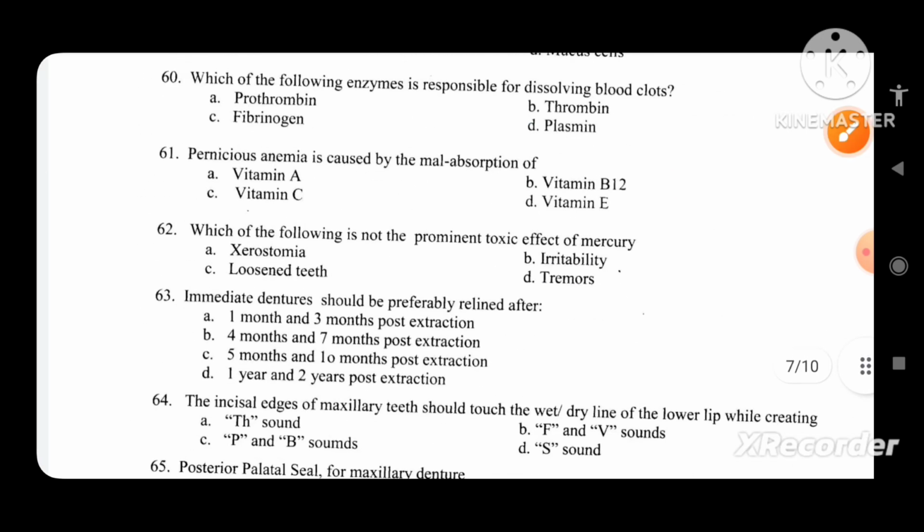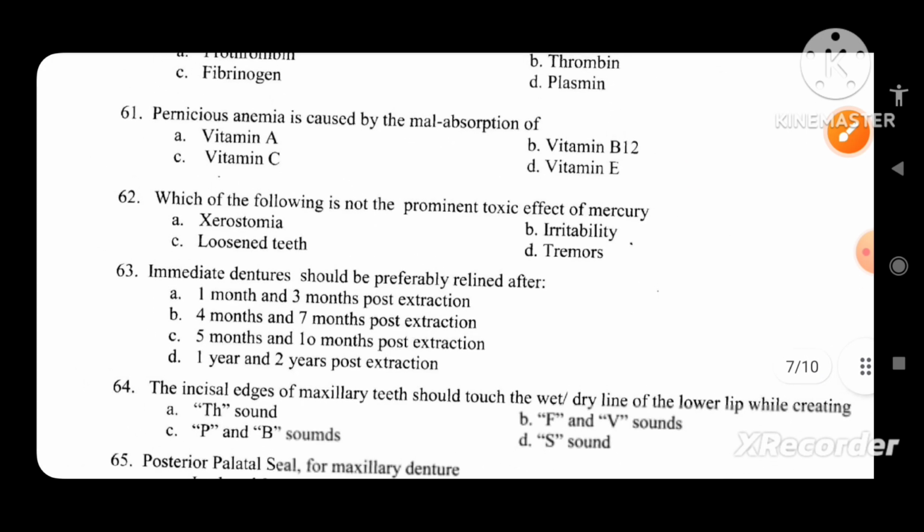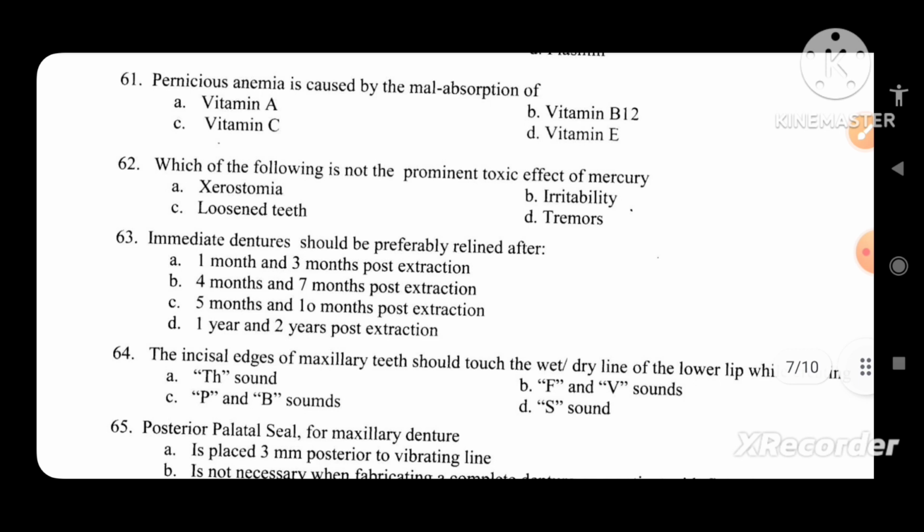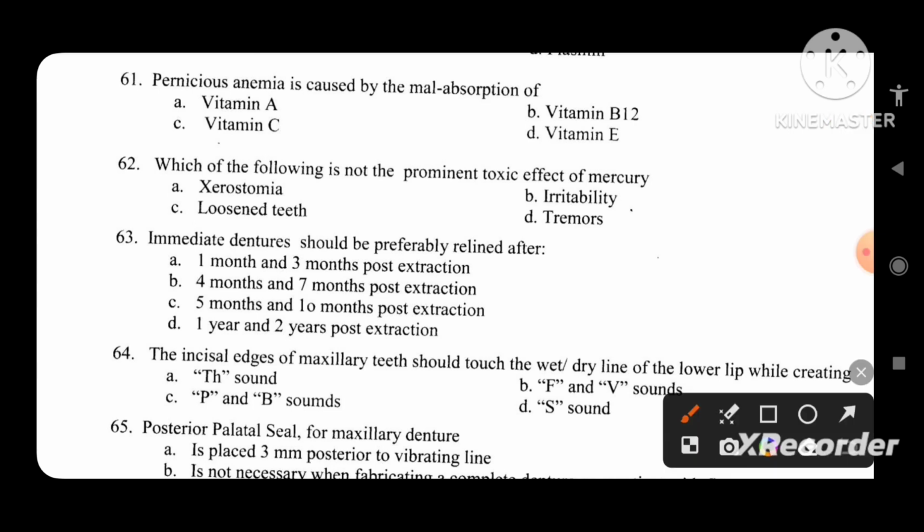Next question is, pernicious anemia is caused by malabsorption of vitamin A, vitamin C, vitamin B12, or vitamin E. And the correct answer is vitamin B12. Pernicious anemia is caused by the malabsorption of vitamin B12.